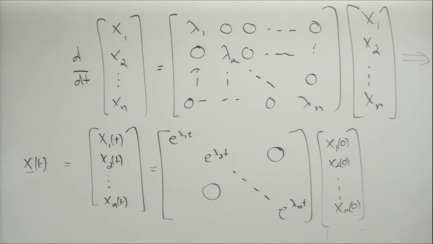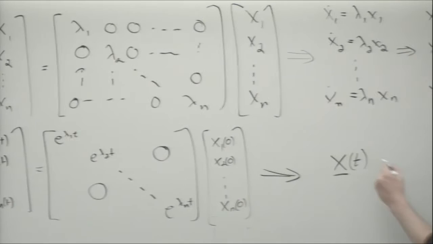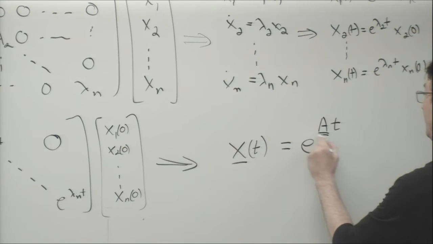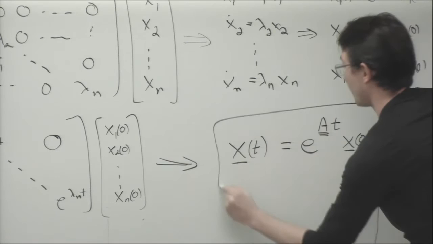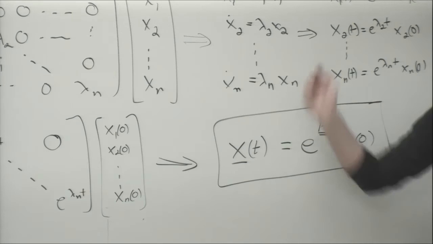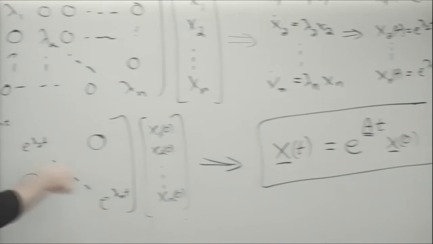And so what we're going to find is that we can write this as x of t vector equals e to the matrix At times a vector of initial conditions. Now, this makes perfect sense when A is diagonal. Okay, so I just gave you the diagonal case. E to a diagonal matrix is just the diagonal of e to the things that were on the diagonal, times a vector of initial conditions.